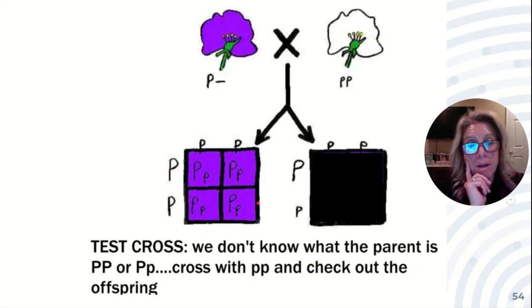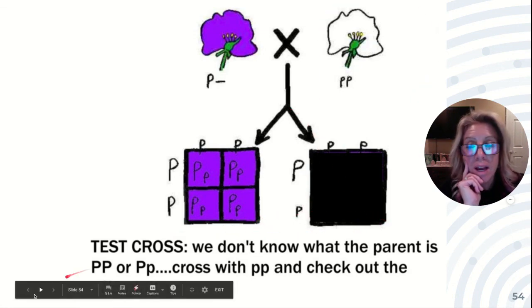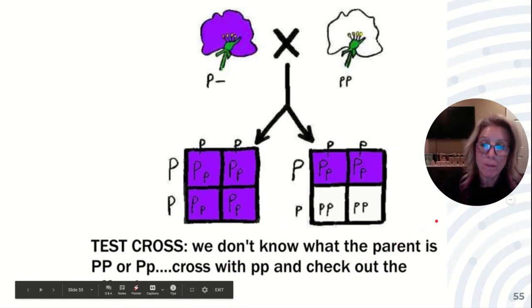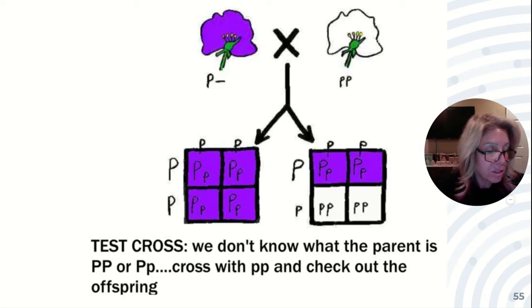Now, if this parent, though, is a heterozygous purple, big P, little p, and we cross it with a white flower, will the results be the same? And hopefully you're telling me, no, Mrs. Sloan, they would not, because I would expect only half the plants to be purple and half the plants to be white. Okay, so underneath test cross, the purpose is to determine or confirm the genotype of a dominant phenotype.